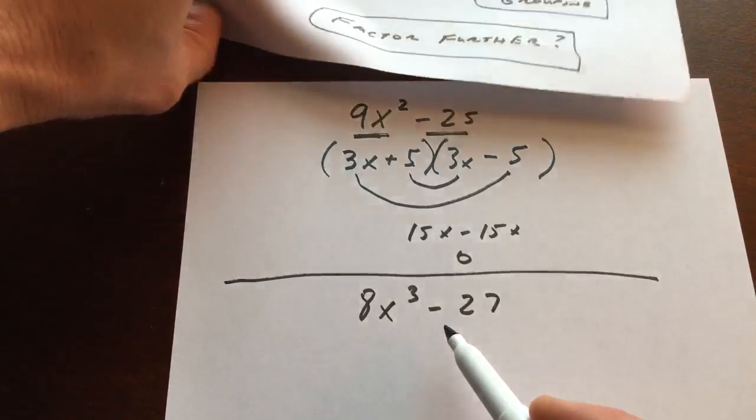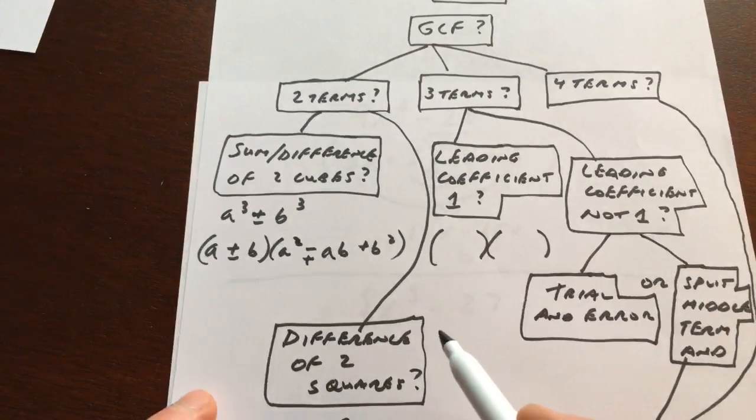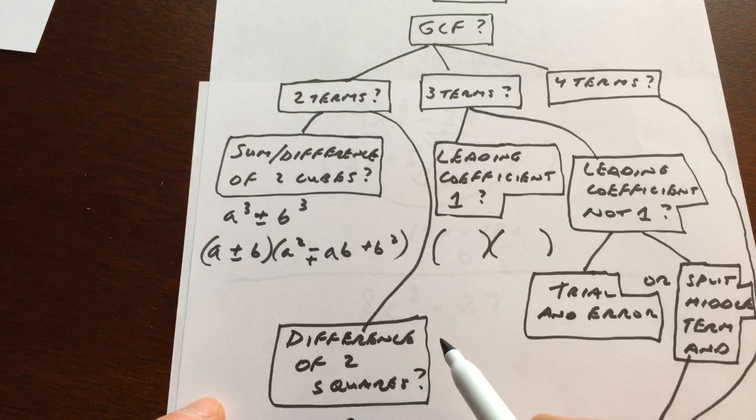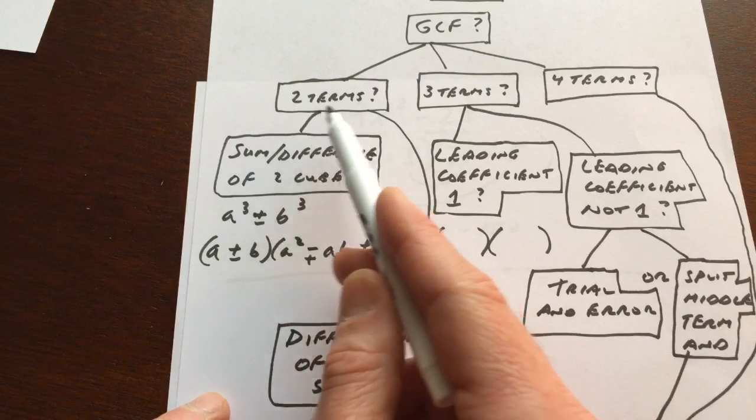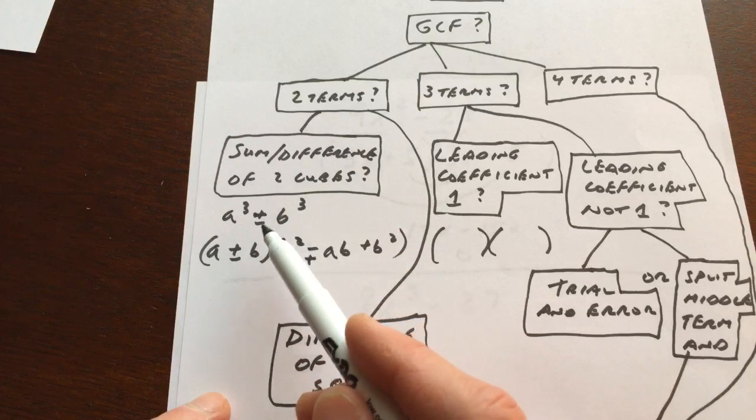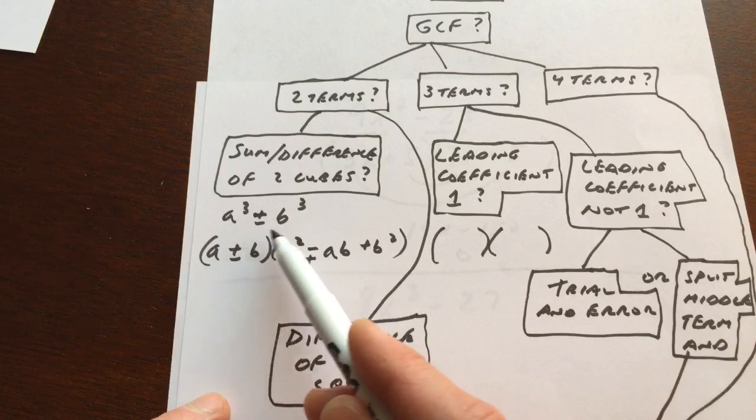So if we go to our decision tree here again, Raja's saying it looks like it's a difference of 2 cubes. Yeah, it looks like it's this one over here because you've got 2 terms, and you've got a perfect cube plus a perfect cube, or a perfect cube minus a perfect cube.